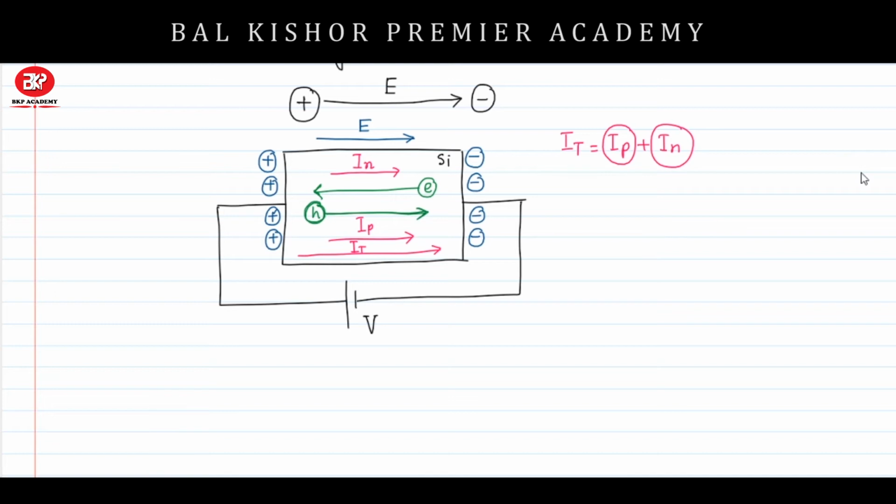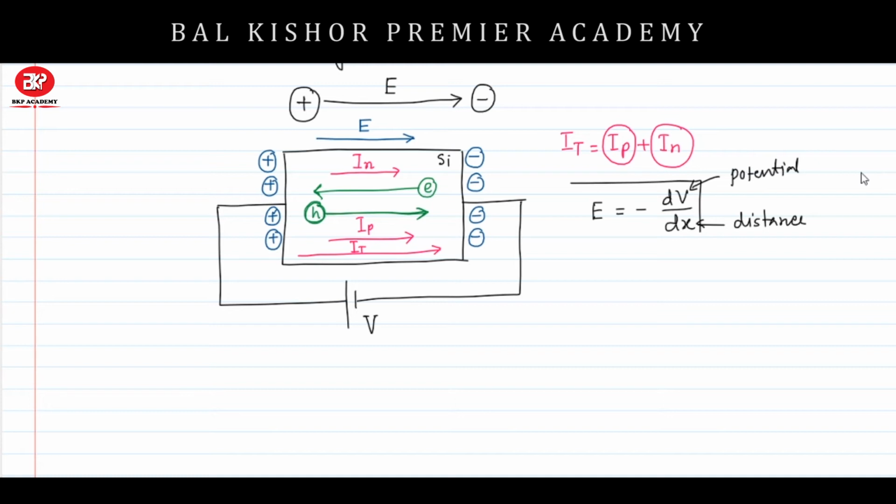Another thing, if I relate this electric field with the applied potential, then it will come as E equals minus dV divided by dx, where V is the applied potential and x is the distance. How much distance is there in between the potential?